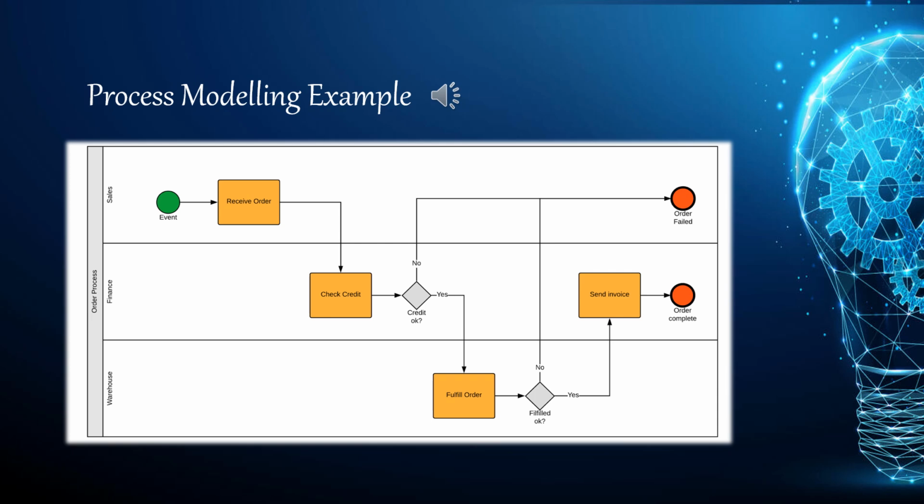If in stock, the order is processed. If out of stock, it may trigger a procurement subprocess or result in an order failed end event. After successful fulfillment, an invoice is sent to the customer, concluding with an order complete end event. This structured approach ensures all potential outcomes are considered, providing a clear and comprehensive visualization of an order fulfillment process.